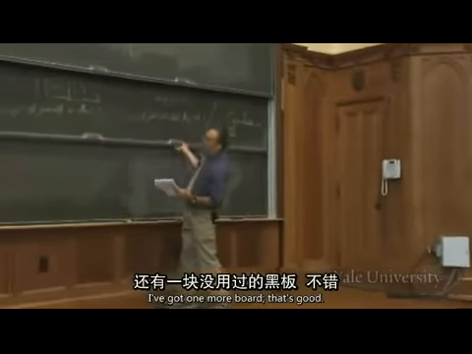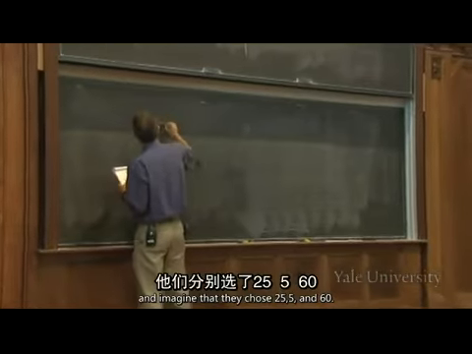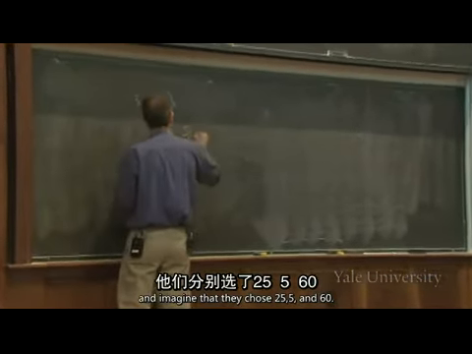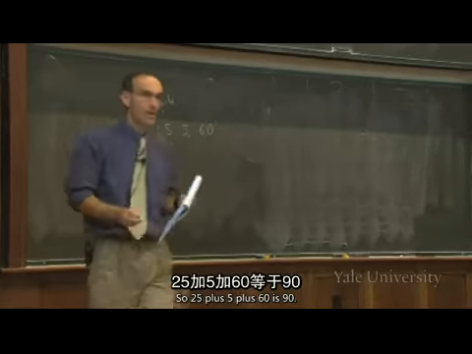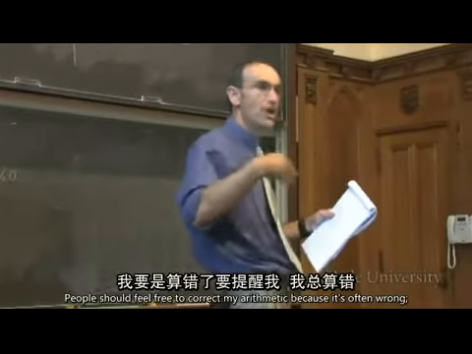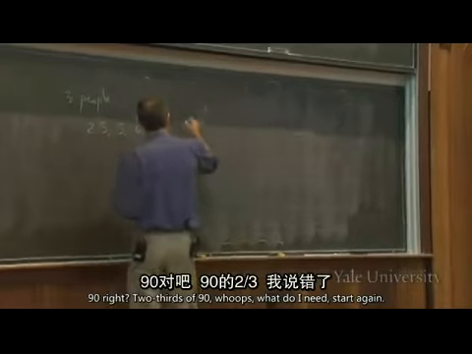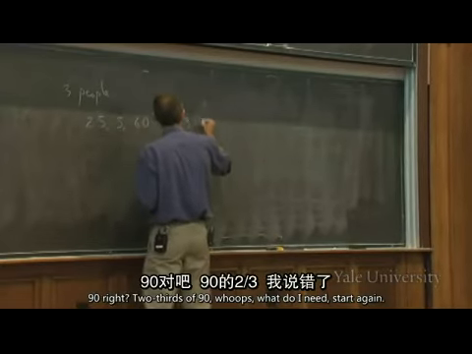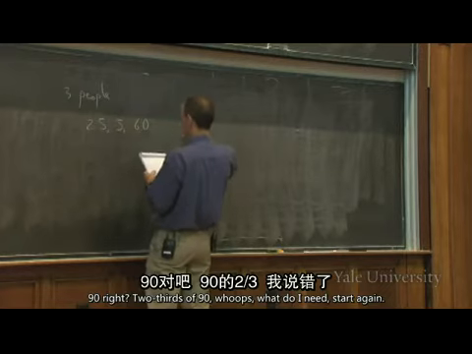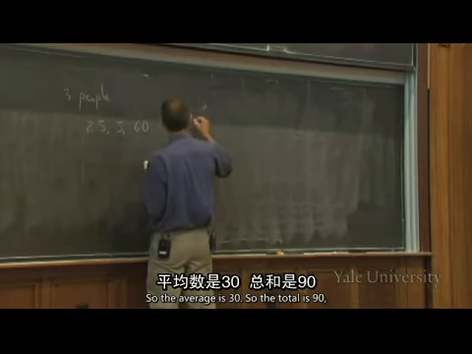Got one more board, that's good. So imagine there were 3 people in the class. And imagine that they chose 25, 5, and 60. All right, so 25 plus 5 plus 60 is 90. People should feel free to correct my arithmetic because it's often wrong. 90, right? I need to divide it by 3 to get the average, right? So the average is 30.